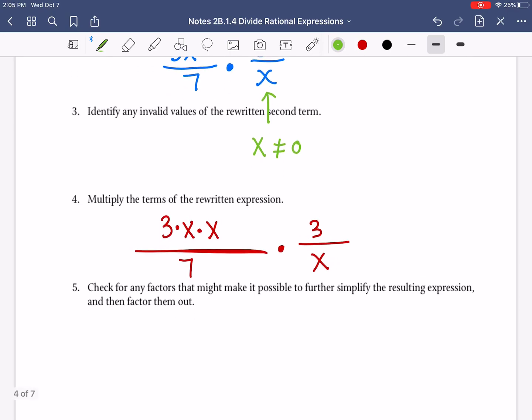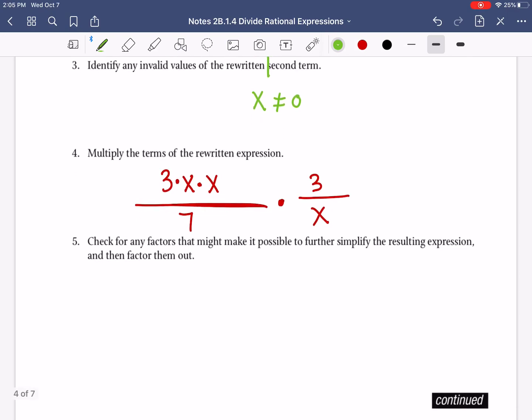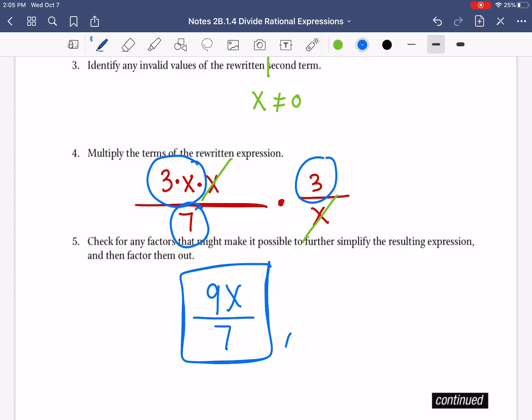And then you just look if anything's the same on the top and bottom, you cancel them out. So I see an x on top and an x on bottom. They're not holding hands with anyone. There's no plus signs. There's a 3 on top and a 3 on top, but we can't cancel those because they're both on top. So 3x times 3 is 9x. And there's a 7 on the bottom, and we say there's just one excluded value, x cannot be equal to 0. That's it.